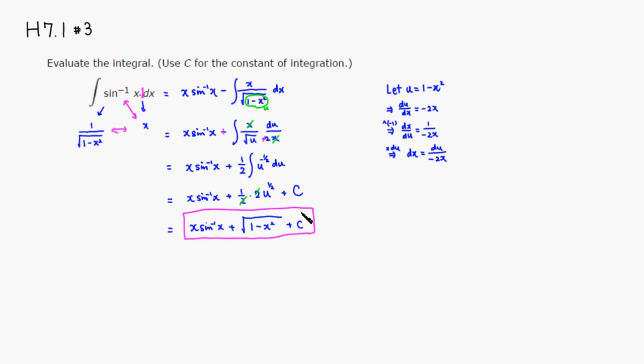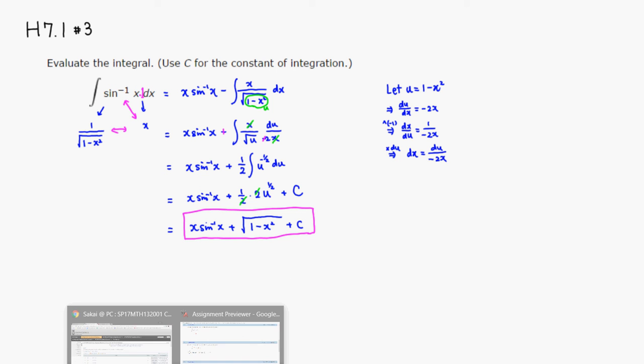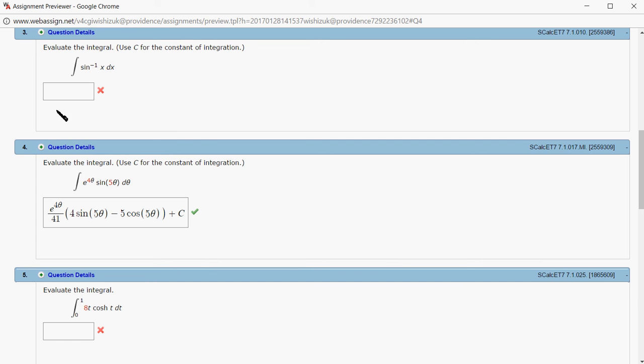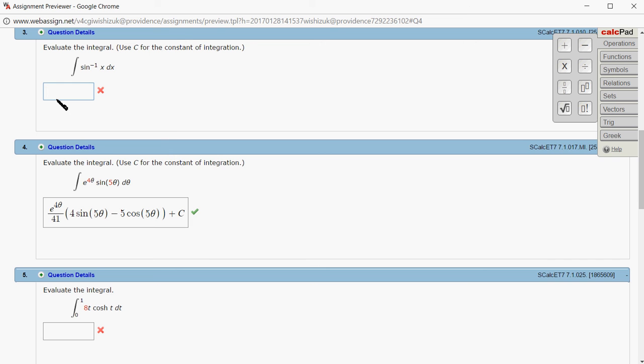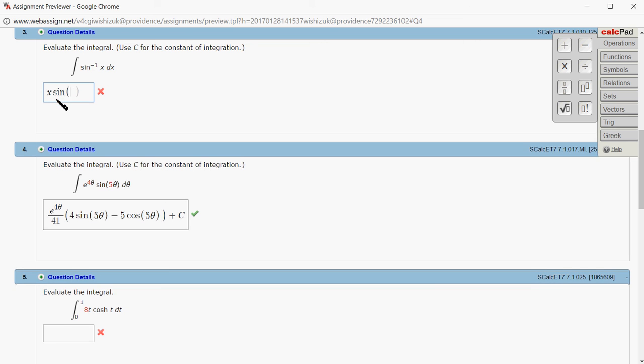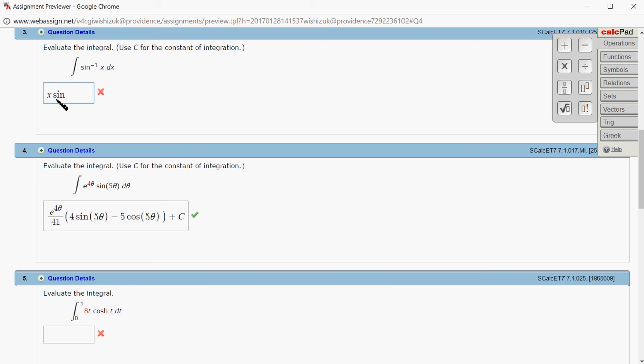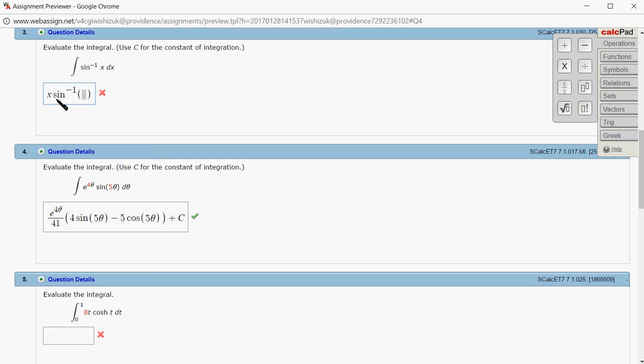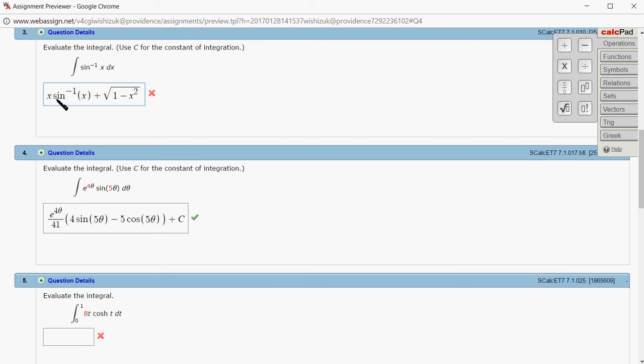All right, so let's type it in. We have x arc sine of x plus square root of 1 minus x squared. Then you have a plus some constant c.